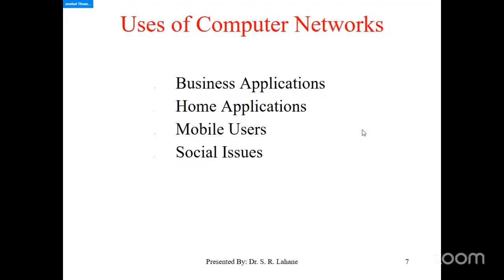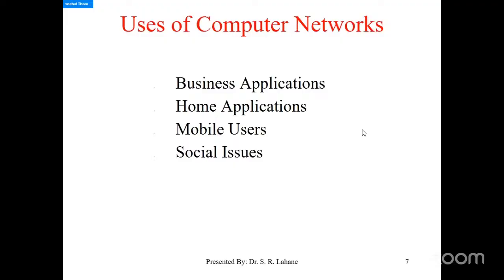In brief, uses of computer networks. When two persons, two computers, two entities, or two peers are communicating with each other, without a network the communication will not be possible, the session will not complete. So for that purpose, we require a computer network. It may be a wired network or a wireless network.